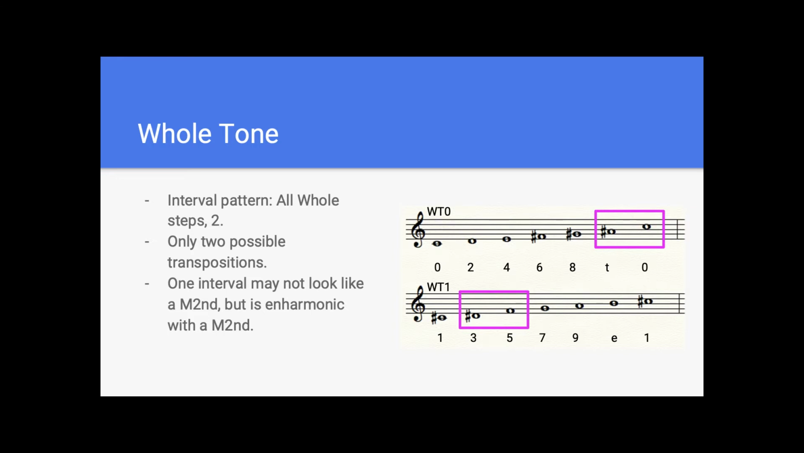When we use pitch integer notation to describe each of these scales, you can see that the whole tone 0 scale contains all of the even pitch class integers, and the whole tone 1 scale contains all of the odd pitch class integers. That's the reason why the whole tone 0 scale is also known as the even whole tone collection, and the whole tone 1 scale is also known as the odd whole tone collection.